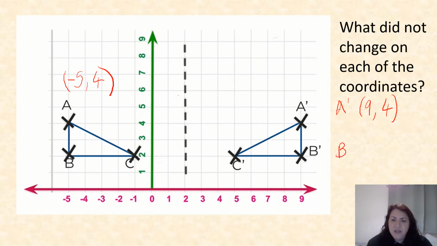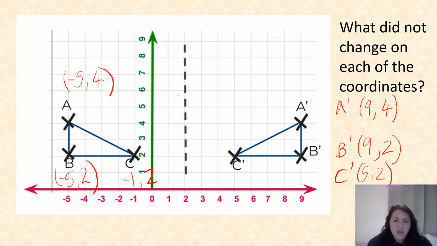Let's have a look at B dash. B dash was 9, 2. And what was it here? Minus 5, 2. Again, the y-axis hasn't changed. How interesting. C dash, we've come out 5 and up 2. And what was it over here? Minus 1, 2. How strange. So on all of those, the y-axis didn't change. Why do you think that is?